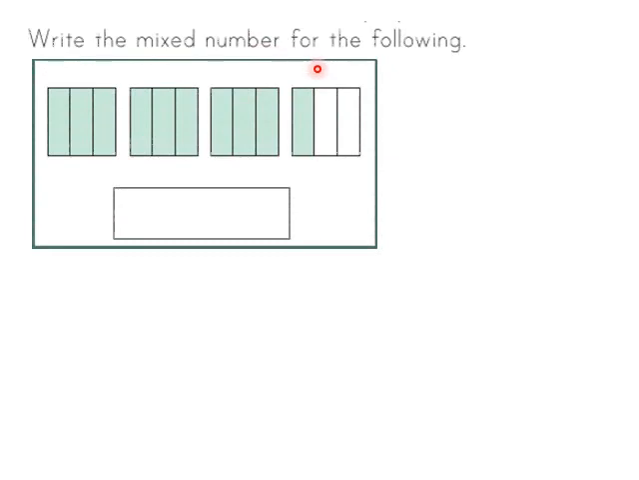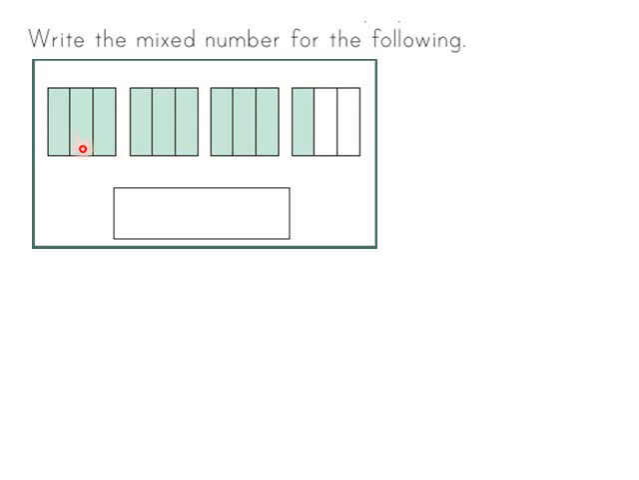Write the mixed number for the following. Here I have some shaded parts. I want to write the mixed number. Why is it a mixed number? Because I have some whole shapes here that are shaded. This shape is shaded. All of it is shaded. And this shape too is shaded. The whole shape is shaded. But here I have only one part shaded. So this is called a mixed number.